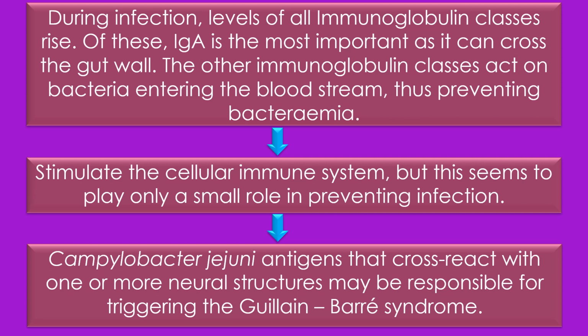Campylobacter jejuni can also stimulate the cellular immune system, but this seems to play only a small role in preventing infection. And finally, Campylobacter jejuni antigens that cross-react with one or more neural structures may be responsible for triggering Guillain-Barré syndrome.